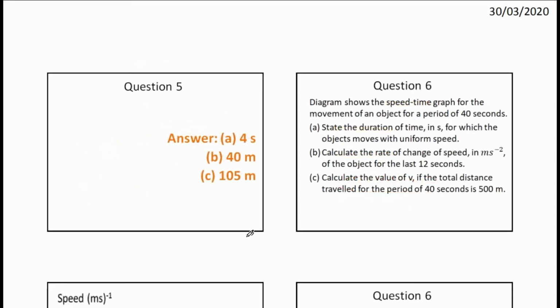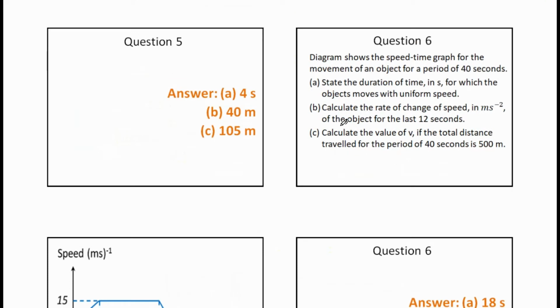Question 6. The diagram shows the speed time graph for the movement of an object. Okay, highlight the keywords first. Speed against time graph. We have to find the duration of time of uniform speed, the rate of change of speed, calculate the value of v, and the total distance traveled.